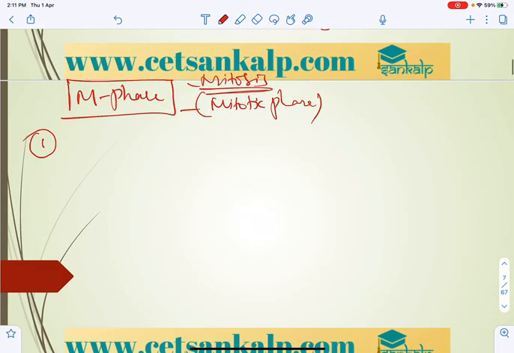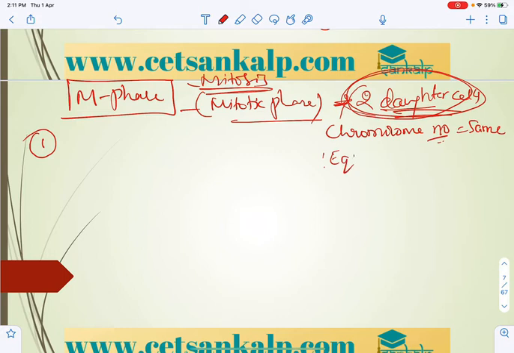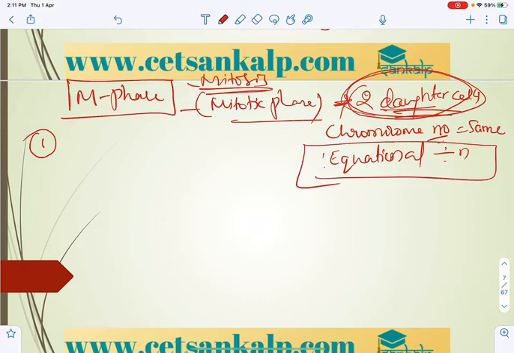So let us take the characteristic features. Before that, we can say at the end of the mitotic phase, two daughter cells will be produced. In those two daughter cells the chromosome number is the same, and as the chromosome number is the same and the number of cells increases, it is called equational division. Mitotic division is also called equational division, because it divides and produces two cells.